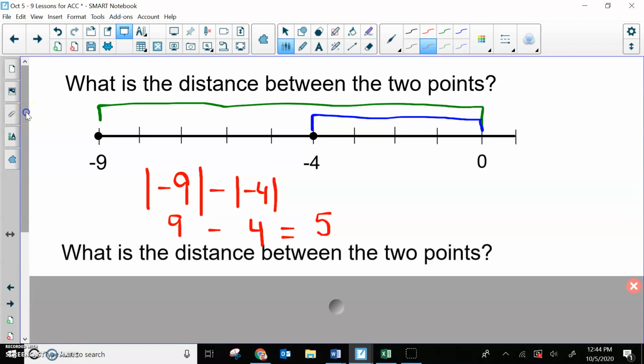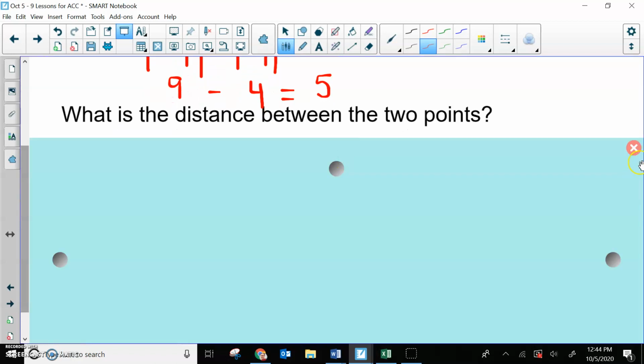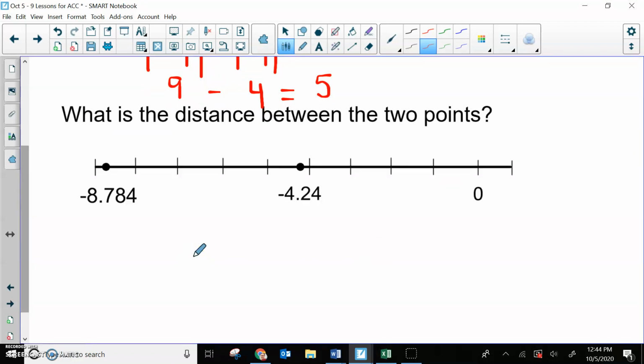Of course, we would say, that's so easy, let's just count. But there will be some times when we have a more difficult problem, such as this. Now it's much harder to simply count. We would want to use these absolute values and say, all right, the absolute value of -8.784 and the absolute value of -4.24, and we will subtract them. Both of these points are on the same side of 0, so we will subtract these instead of adding them.